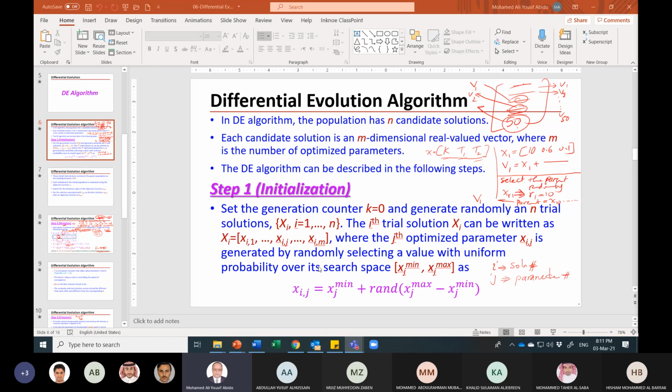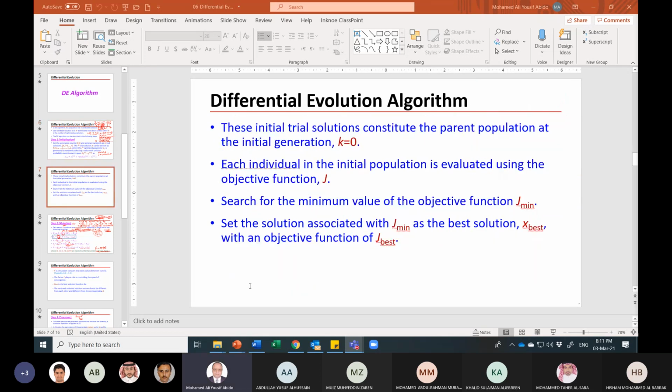We already covered some of the steps of the technique. And as we mentioned, the initialization step is similar to genetic algorithm. You start randomly scattering all the possible solutions over the search space. And then you can find out what would be the best solution. And this is what we are looking for.